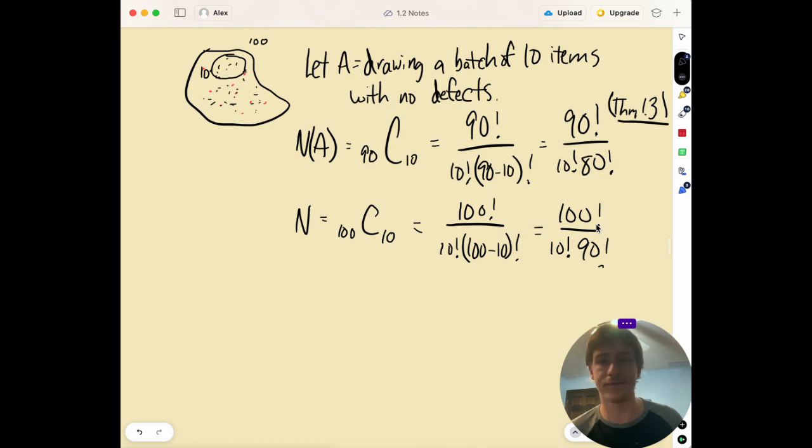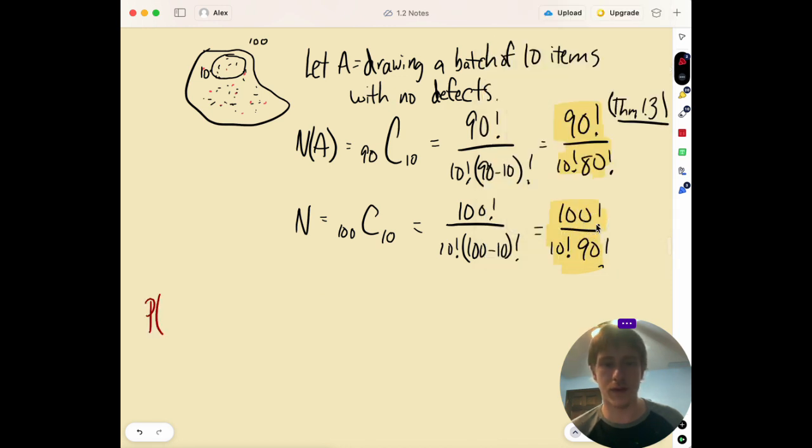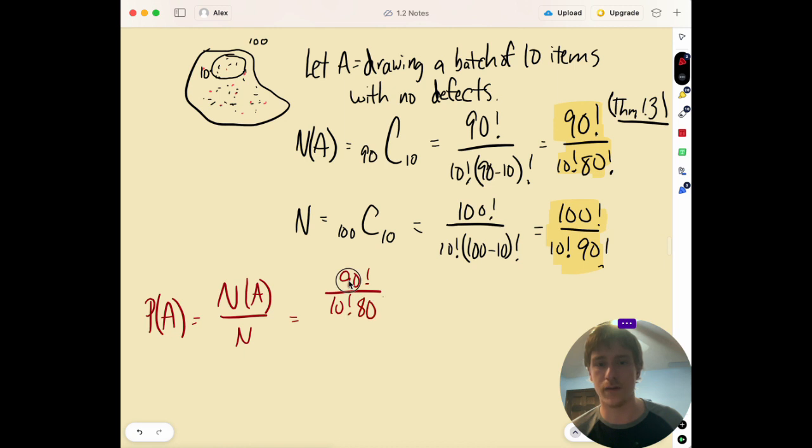Okay. All right, so then we want to combine these two into our formula, right? Because we know that the probability of A occurring is the number of ways A can occur divided by the total number of outcomes. Okay, so we're going to get 90 factorial divided by 10 factorial, 80 factorial on top. And the denominator is going to be 100 factorial divided by 10 factorial, 90 factorial.